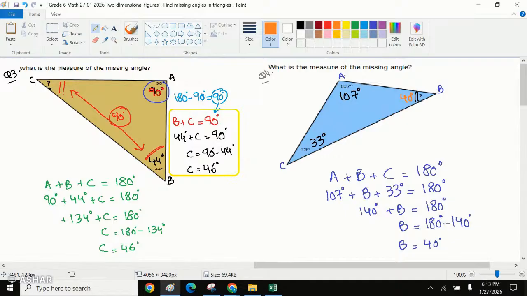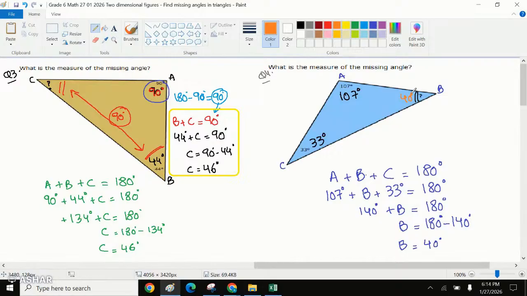107 plus 33, when subtracted from 180, the answer is 40 degrees, right? Do we agree on this? The only thing we need to remember is the sum of all the interior angles in any given triangle is always 180. It cannot be any other number. Okay.